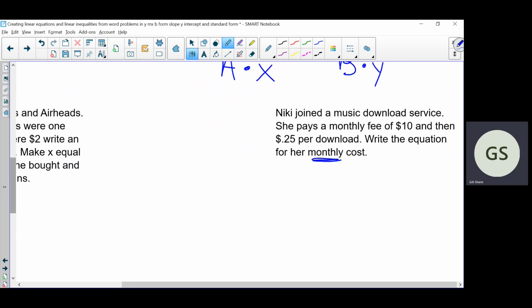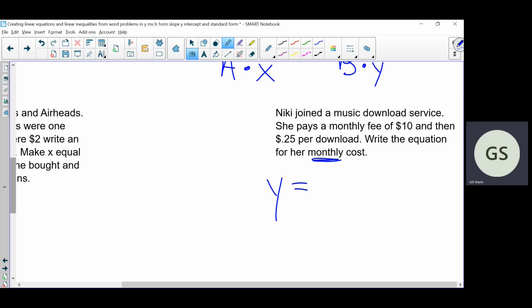So our formula automatically is y equals mx plus b. Well, y is an unknown. We don't know her monthly cost. And that's what y would stand for, by the way. y is the monthly cost. Typically, y is going to be like, what is your final cost, if it's about money.